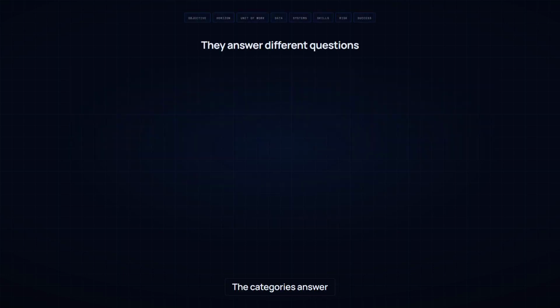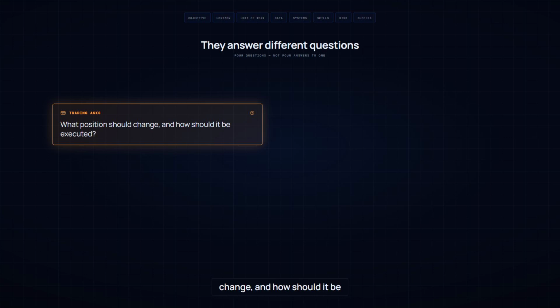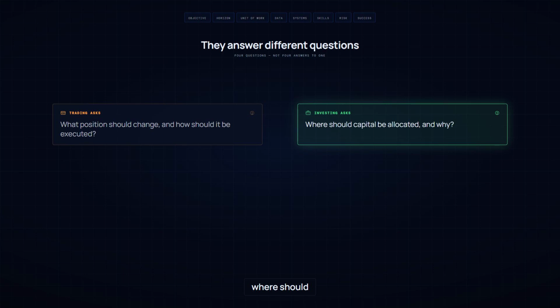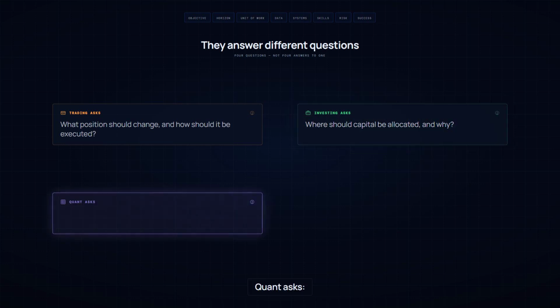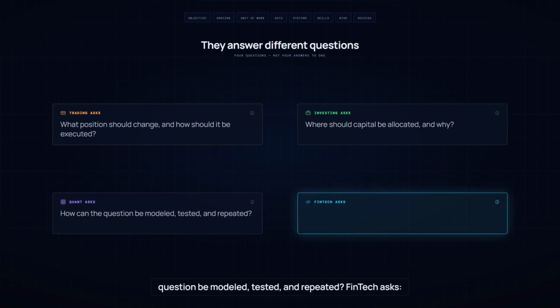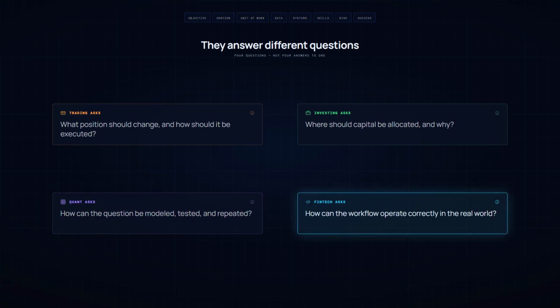The categories answer different questions. Trading asks, what position should change and how should it be executed? Investing asks, where should capital be allocated and why? Quant asks, how can the question be modeled, tested, and repeated? FinTech asks, how can the workflow operate correctly in the real world?